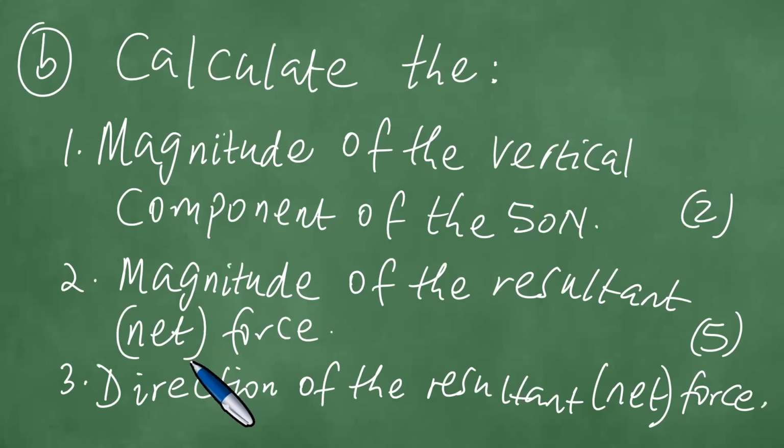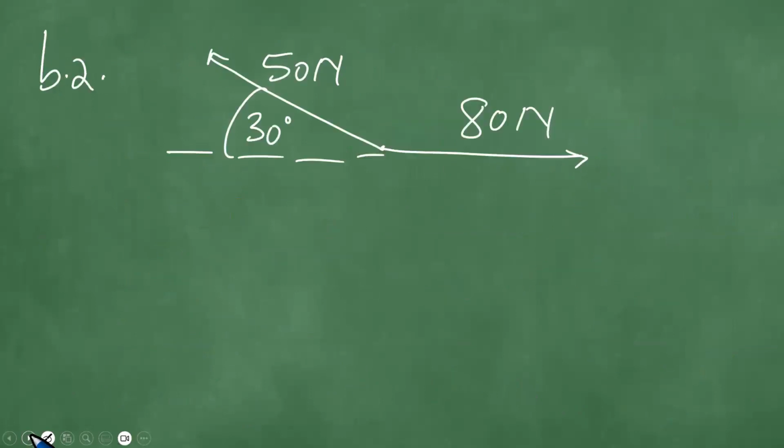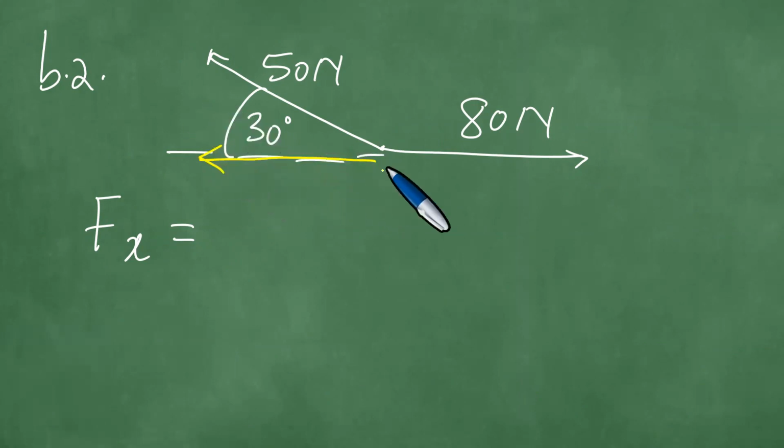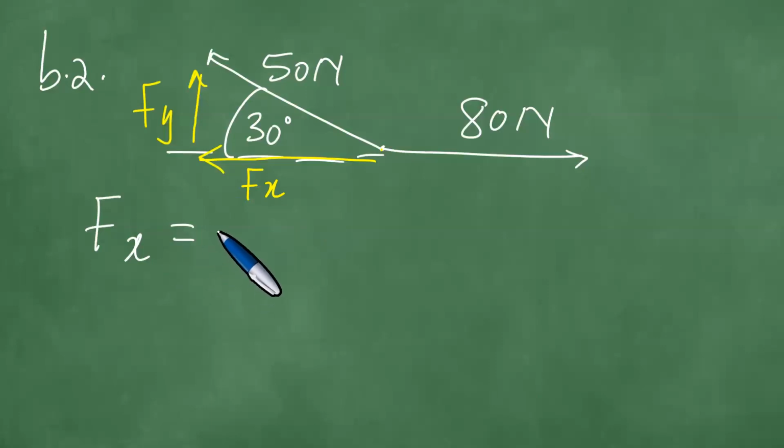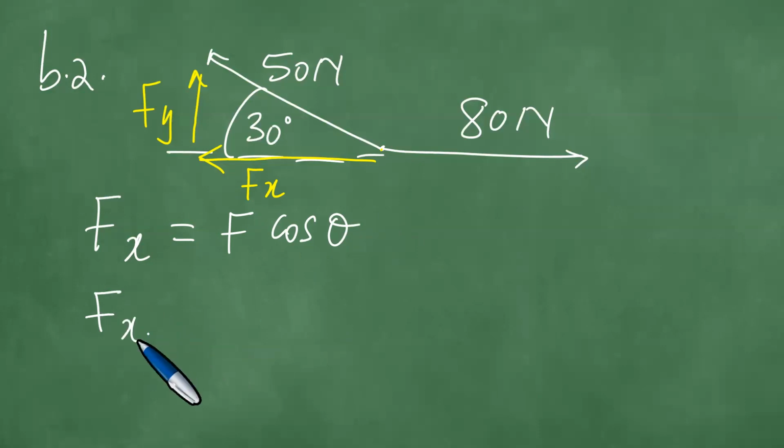Now, to find the resultant force or net force, there are a couple of things you need to remember. We need to find also the horizontal component Fx, because we agree together that there are forces acting at this point, and we have here the vertical component and the horizontal component. Now how do we find the horizontal component? Fx is actually F cosine theta. That is the formula for the horizontal component.